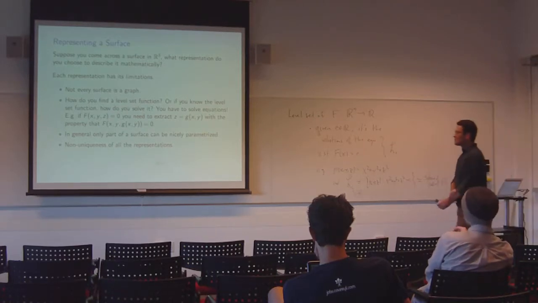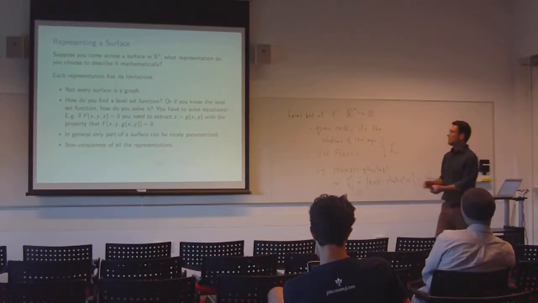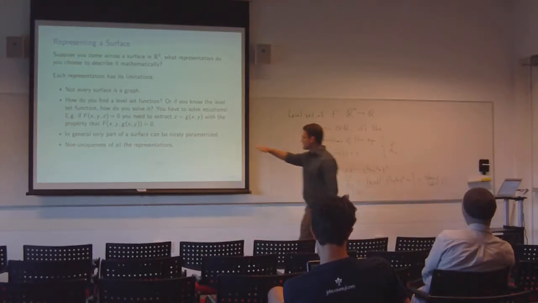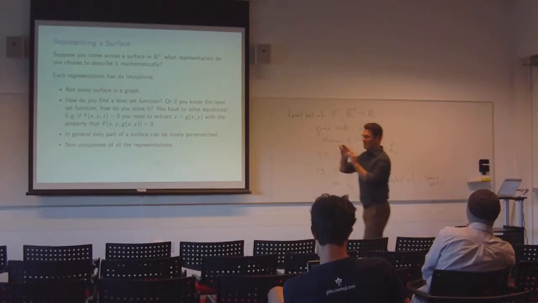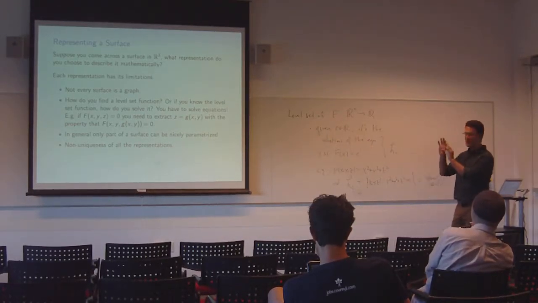Next is, what about parameterizations? How do you find the parameterization of the surface? Well, the drawback of parameterizations is, in fact this is a drawback of all these methods, but in any case, it's not visible in the case of parameterizations. Maybe you can only parameterize one part of the surface. You can't do the other side.